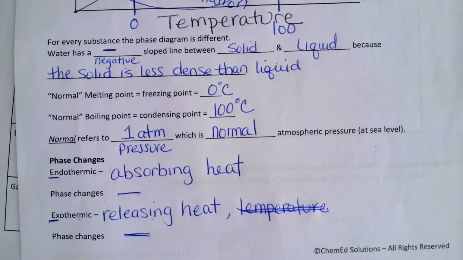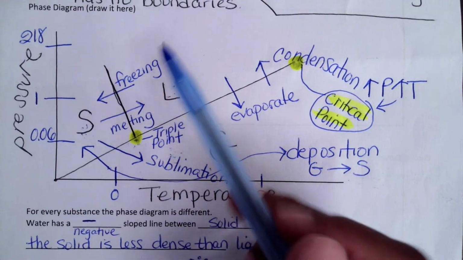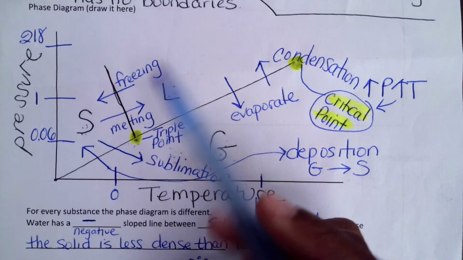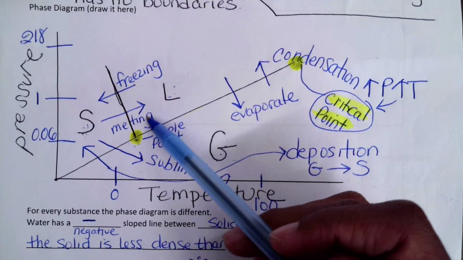So instead of, how would we make a negative slope? See this line here between the solid and liquid? Would it stay in this direction? How would we make a negative slope? Would it be more this way?